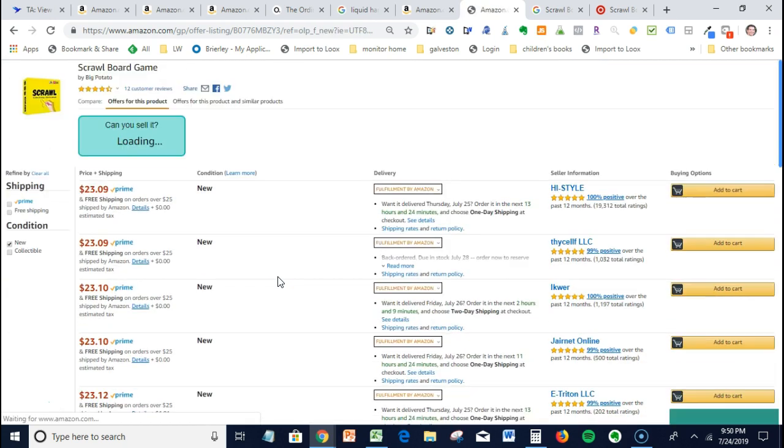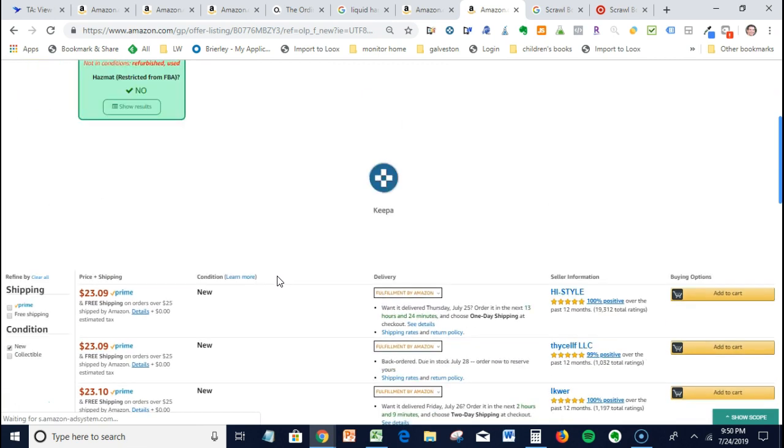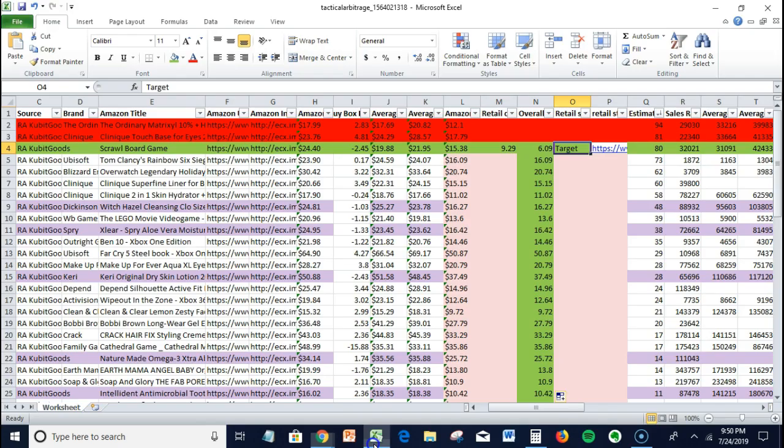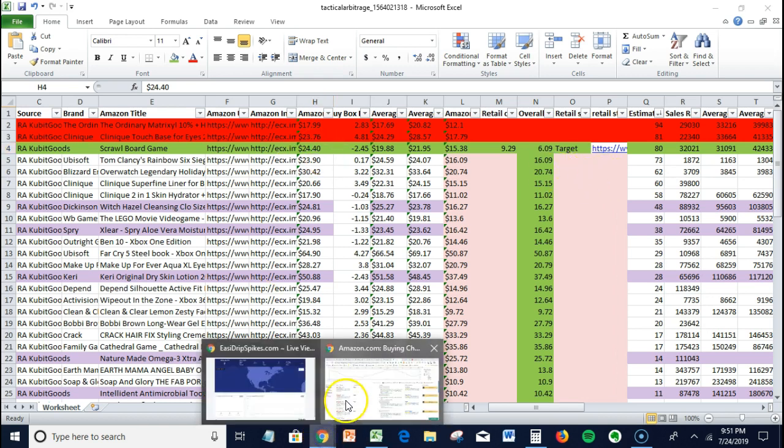So let's see. This guy's got it for $23.09. And another thing, you just want to double check is what we had here. The buy box is a little bit higher here at the time, but it's pretty close. If the buy box is way lower now than it is here, then we should adjust, but for the most part it's pretty close.